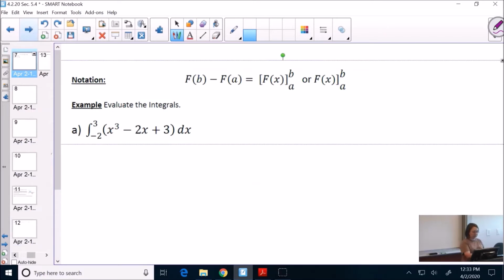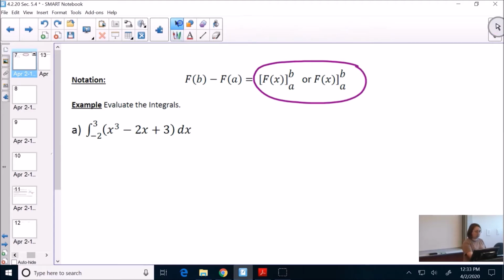So here's the notation that we're going to use. Instead of writing F of b minus F of a, we're going to find F of x and use this notation here. I'm just going to show you how it works, but it's really useful for keeping track of your work. That way you don't have to do everything in one step. Find the antiderivative with the bracket saying I need to plug in a and b, and then you plug in a and b. So first of all, you have to find the antiderivative.